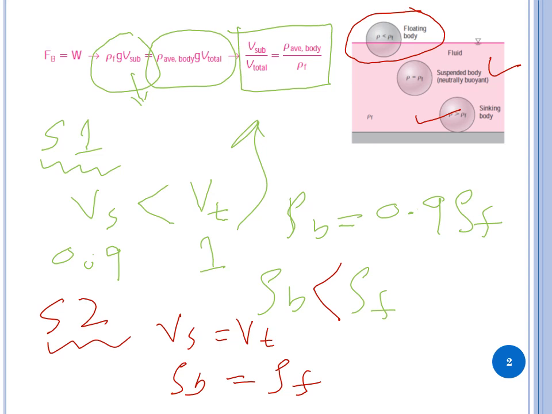So these are the three different scenarios, and I'm sure you have learned this in high school already, that whenever the density of the body is lower than the density of the fluid, it is going to float. If the density of the solid is higher than the density of the fluid, it is going to sink. And when it is equal, then it is going to be suspended, completely submerged but suspended.